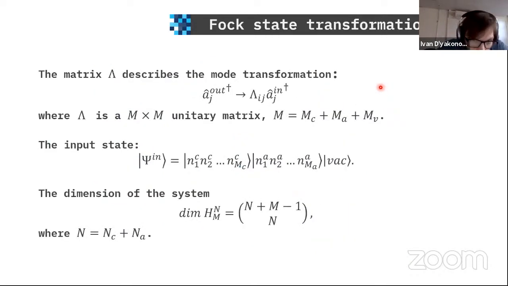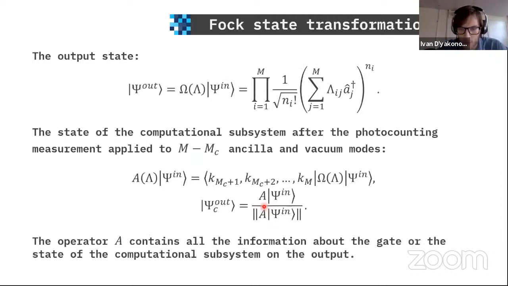A bit of theory: the interferometer operation is described by this unitary matrix coupling the input creation operators and the output creation operators. The input state is the Fock state, so this one is the computational part, this is the ancillary part, and this is the vacuum part. The dimensionality of this Fock state depends on the number of modes in the interferometer and also on the number of photons which we send into this interferometer. The output state will be given by this simple equation over here.